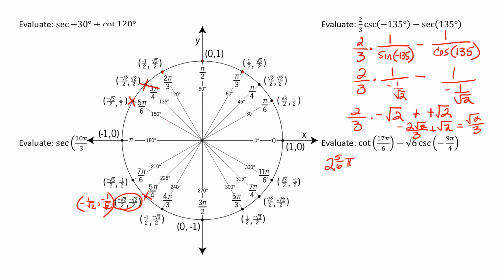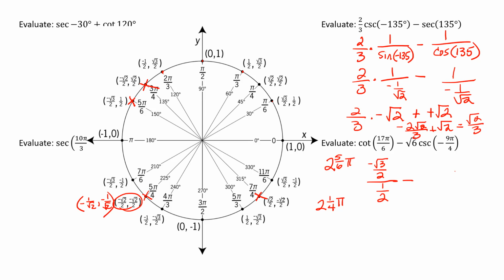So that is where we're looking for the cotangent. And cotangent is going to be x over y. So we have negative square root of 3 over 2 over 1/2. And then we've got cosecant negative 9 pi over 4. So 9 pi over 4 is 2 and 1/4 pi. So 2 pi is all around the circle once, and we're going clockwise this time. So all around the circle once, and then we have an extra pi over 4. So we're still going clockwise, so we will end up here.